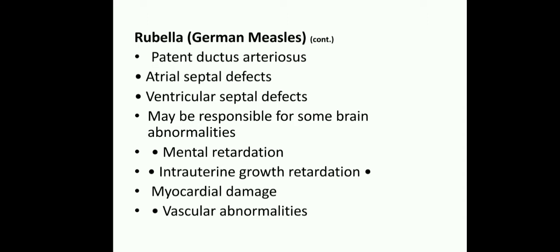Those babies also suffer with some brain abnormalities, that is mental retardation, intrauterine growth retardation, myocardial damage, and next one is vascular abnormalities. These are the common problems for babies whose mothers are affected with rubella.